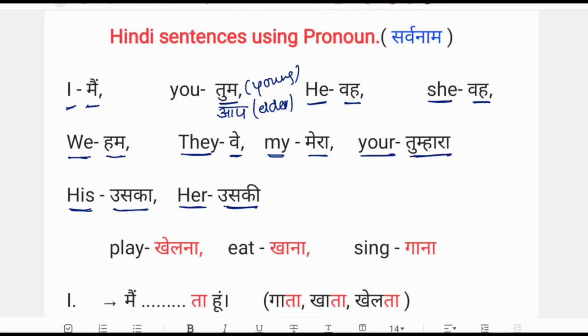We use many verb forms to make different sentences. For example, play. Play means khelna. Similarly, eat. Eat means khana. And sing. Sing is gana. So these are three verbs that I have used here to explain the Hindi sentence formation.